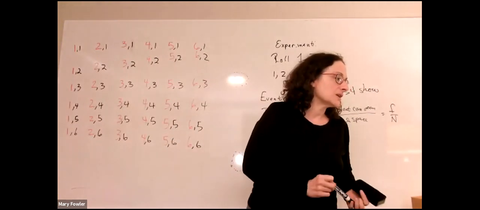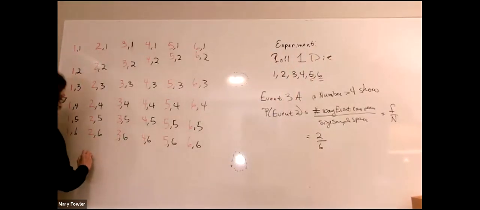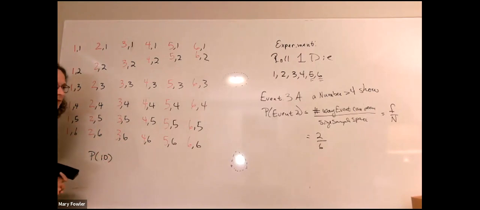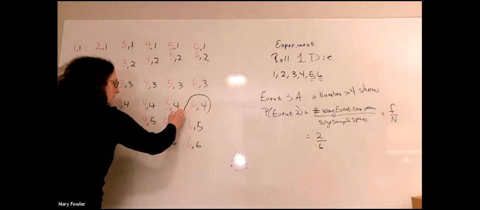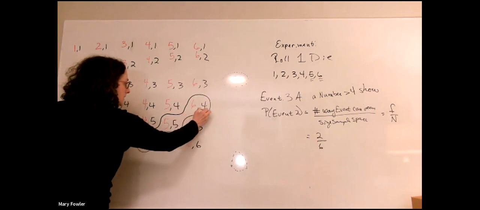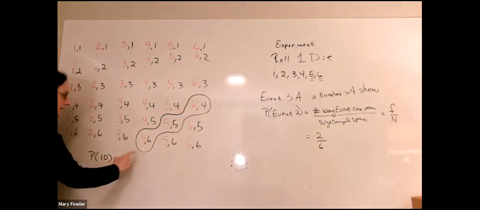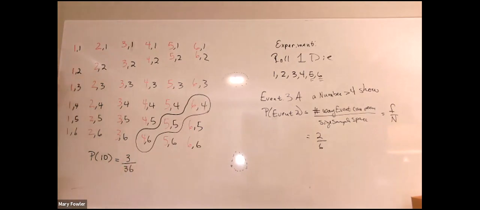Okay, so the size of the sample space is 36, and we want to look at the probability of getting a 10, that we roll 2 dice and the sum is equal to 10. So we're going to look here on our sample space, and we note that we can get a 10 with a 6 and a 4, a 5 and a 5, or a 4 and a 6. All right, so the probability of getting a 10 is the number of ways you can get a 10, 3, out of the size of the sample space, 36.